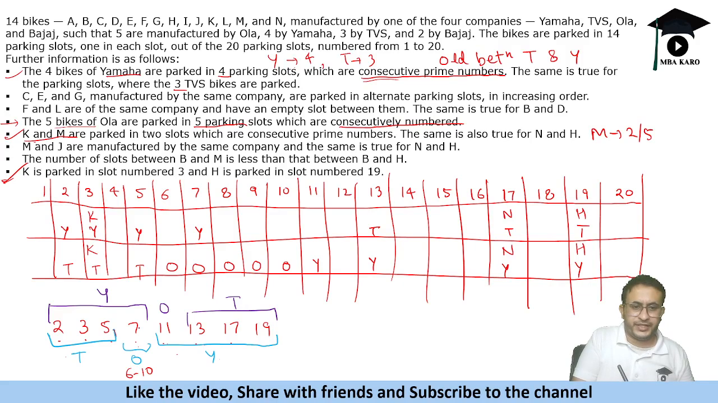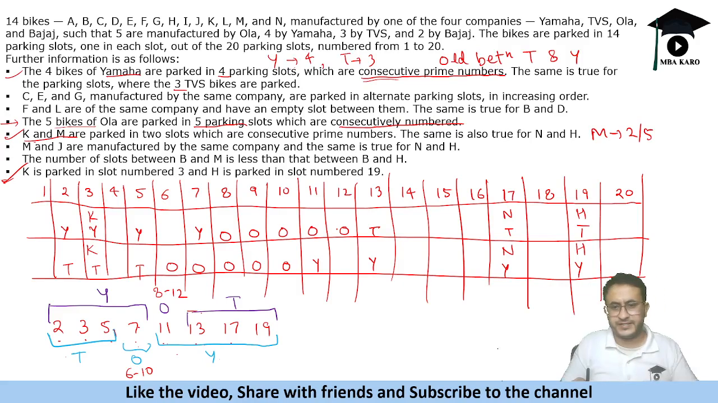Okay. Now till 7 we have this number and starting from 13 we have TVS. So that means 8 to 12 will be Ola. Okay, so these are 5 Ola.